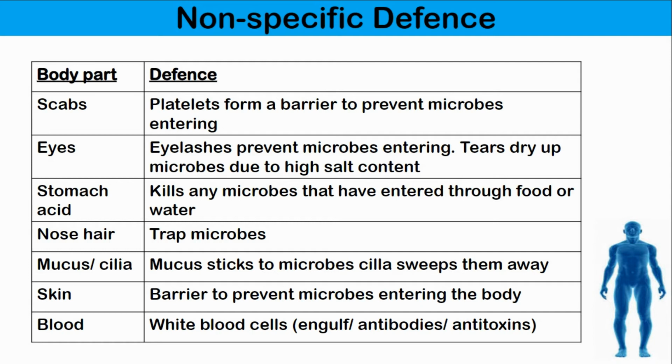Stomach acid kills any microbes that have entered through food or water, or at least most of them, not salmonella apparently. Nose hair is there to trap and block microbes from entering.